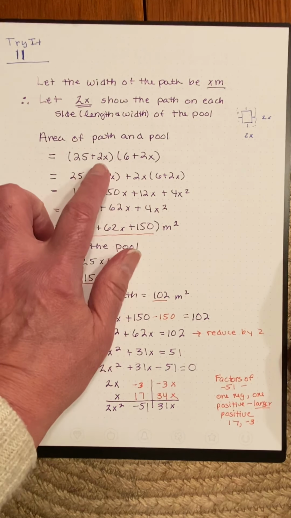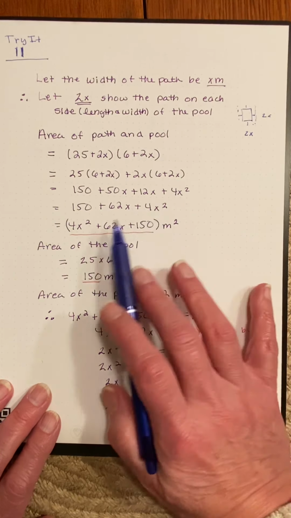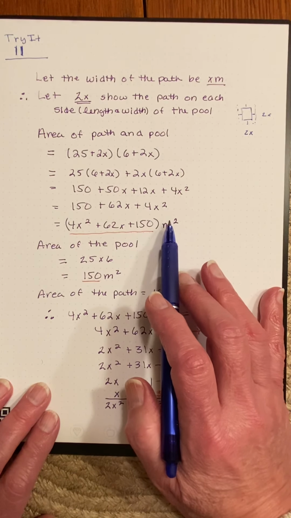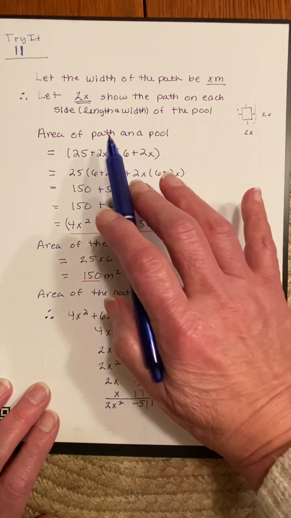I'm going to combine my X's and have 62X in the middle. So at this point, I'm going to put it in the right order: 4X squared plus 62X plus 150 meters squared. That would be the combined area of both the path and the pool.